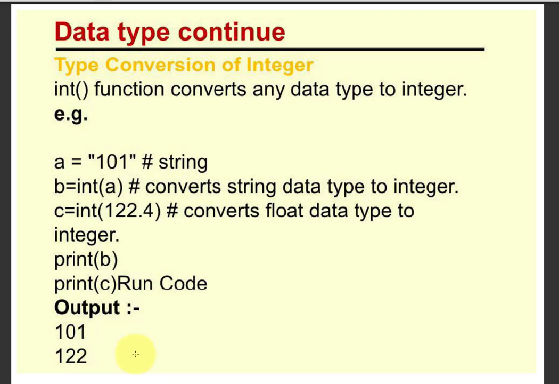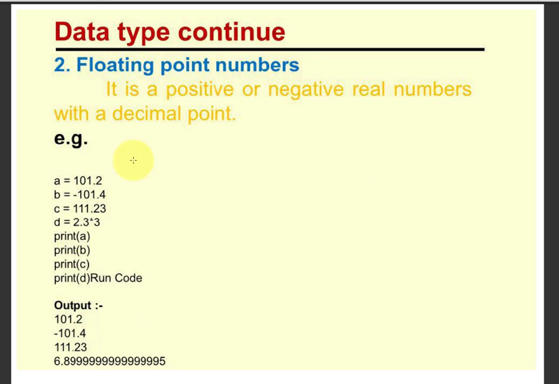Why did it happen? Because we converted the float data into an integer. That's why c can only hold the integer value. It will eliminate the decimal point. Such an operation is called type conversion. So you can also change the data type with the help of type conversion.